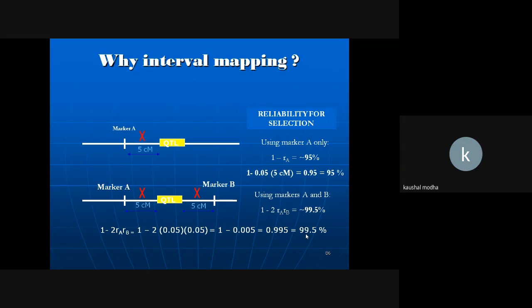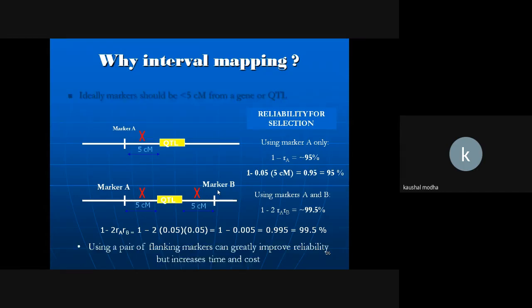It means that if you have selected 200 individuals carrying both the markers, then in 199 individuals, you are sure that the particular QTL is present. That's the efficiency of utilizing two markers. So that efficiency is too high. So this is the advantage of utilizing flanking markers over a single marker. So that's the interval mapping.